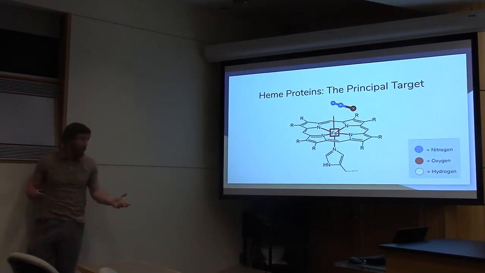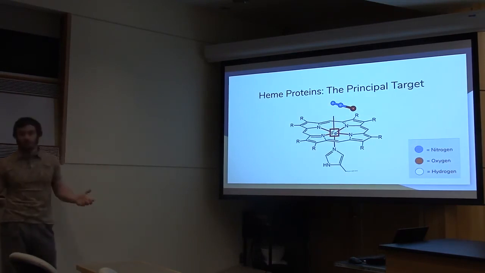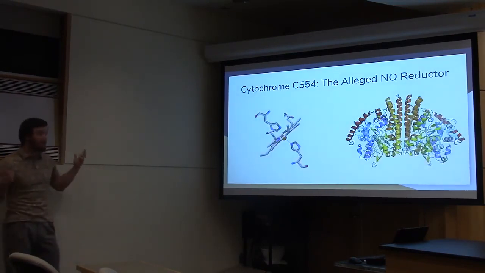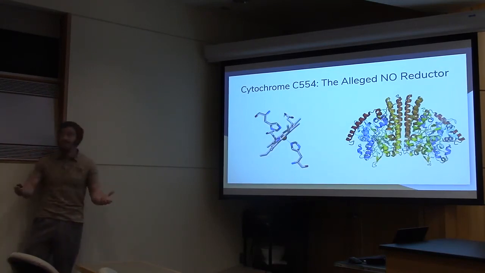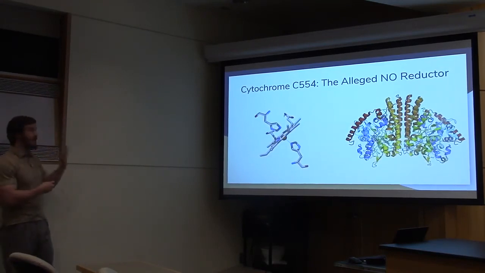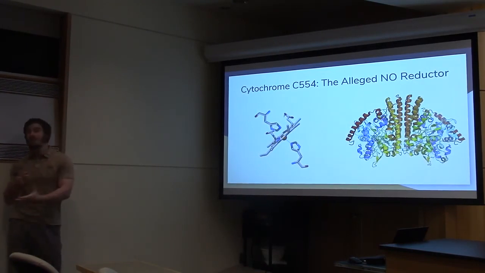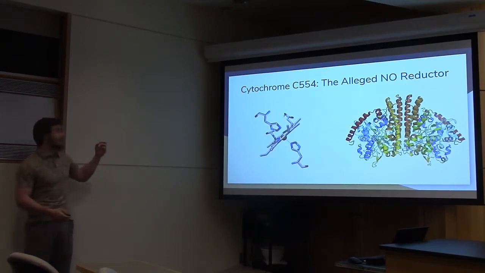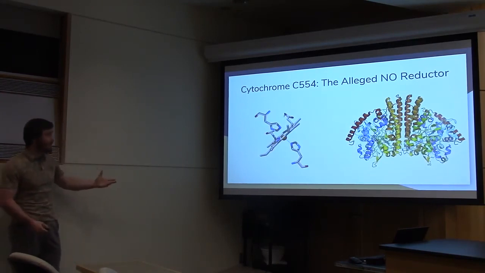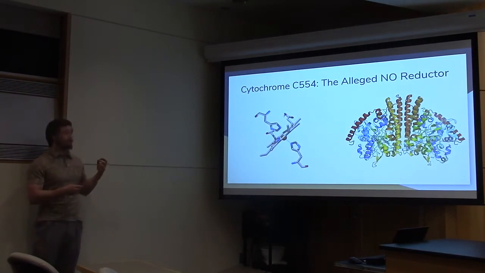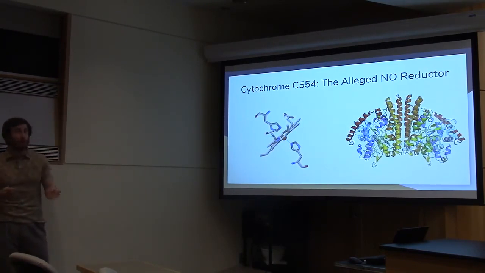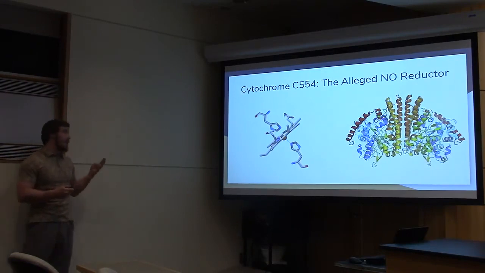So, a little more background on the protein, the bacteria. The bacteria is known as Nitrosomonas europaea, and the protein within this bacteria that is allegedly able to do this is known as cytochrome c554. Nitrosomonas europaea, or cytochrome c554, actually has 4 hemes within it.